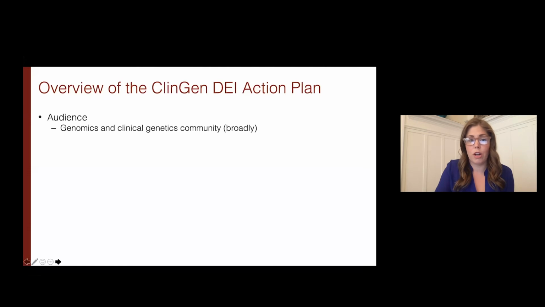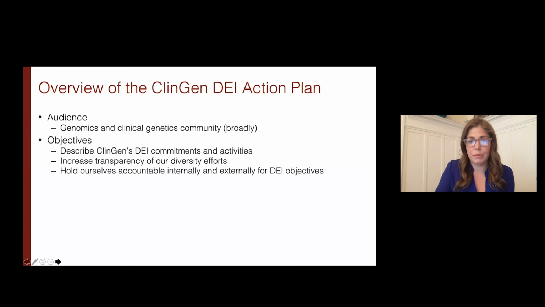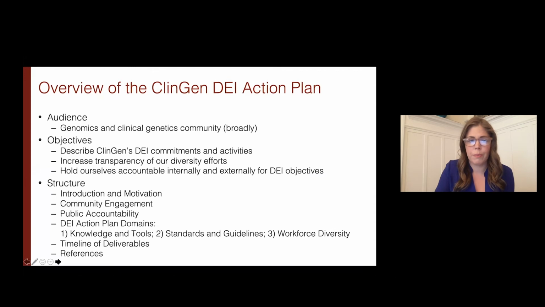First, our audience is meant to be the genomics and clinical genetics community broadly. Our objectives are just to describe what our commitments are and the activities that we're going to do. We want to increase transparency of our diversity efforts, partly through the forum, but in other ways as well. And we want to hold ourselves accountable internally and externally for the objectives that we come out with.